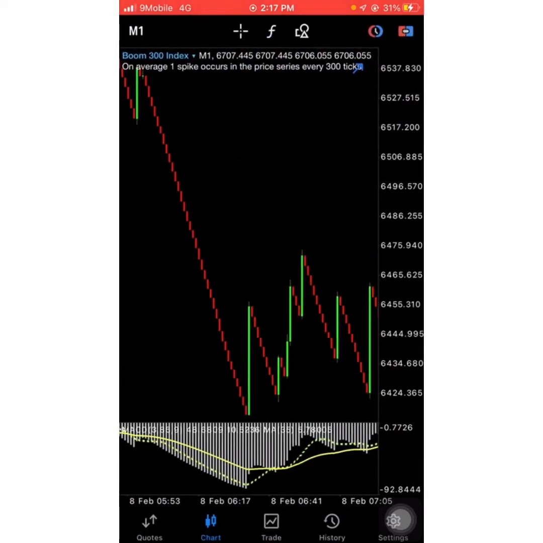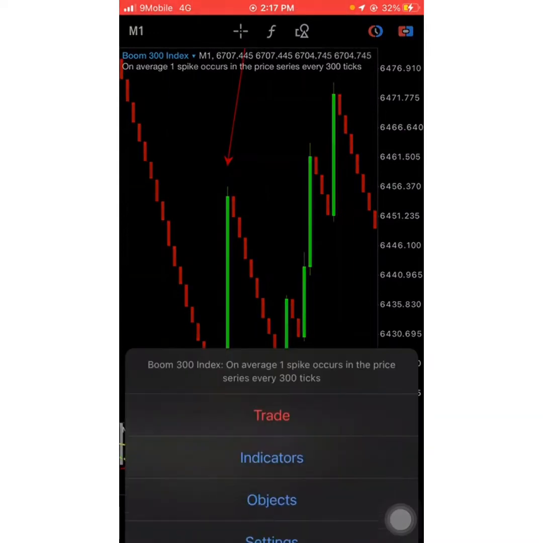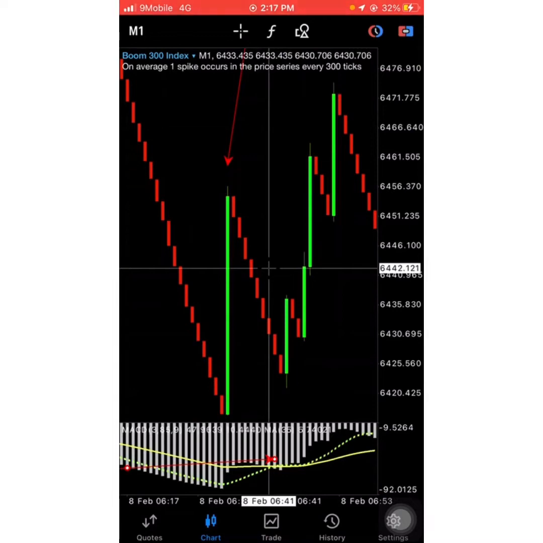See this, a downtrend. All the bars are below the MACD line. And first we have our spike here. This is the first spike. We are looking for the first bar to hit the MACD line. And we have it here. This candle here.